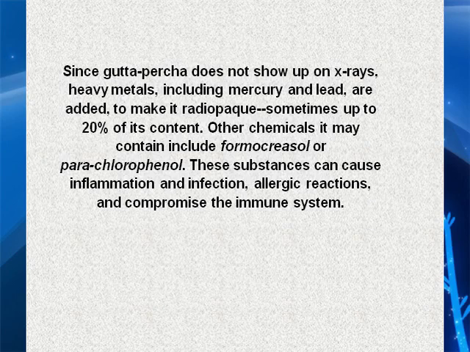Since gutta percha doesn't show up on the x-rays, heavy metals including mercury and lead are sometimes added to make it radio-opaque, or appear white on the x-ray, sometimes up to 20% of its content. Other chemicals it can contain are formocresol or parachlorophenol. These substances can cause inflammation and infection, as well as allergic reactions, and compromise the immune system.